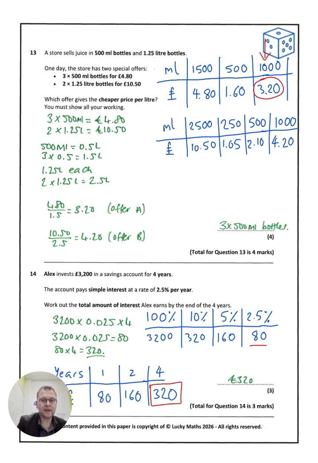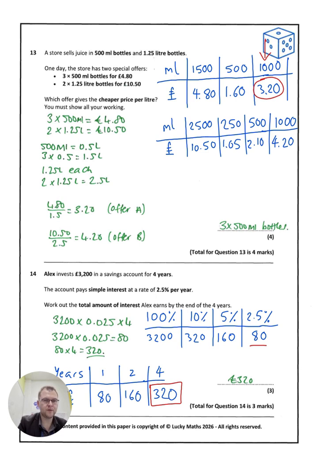Again, a question about best value. So it's important when doing these questions to compare the same quantity. In this case, we're looking at the cheaper price per litre. And a litre is 1,000 ml. So 3 500 milliliter bottles is 1,500 ml, which, if you divide by 3, would get you 500 milliliters at £1.60, which means double that is going to be £3.20.